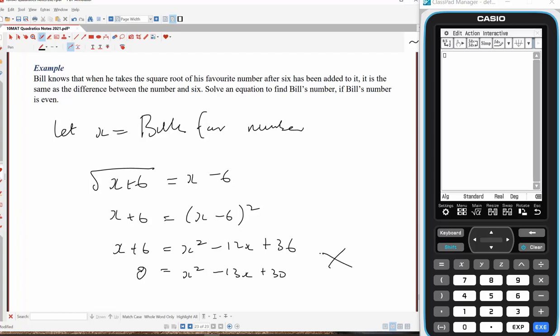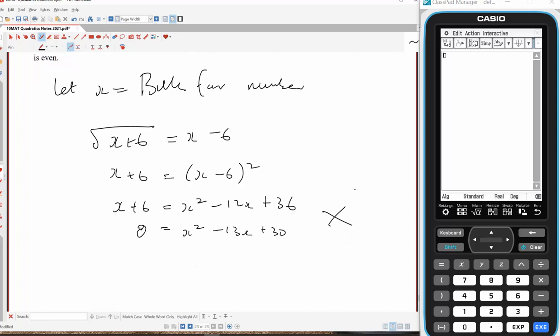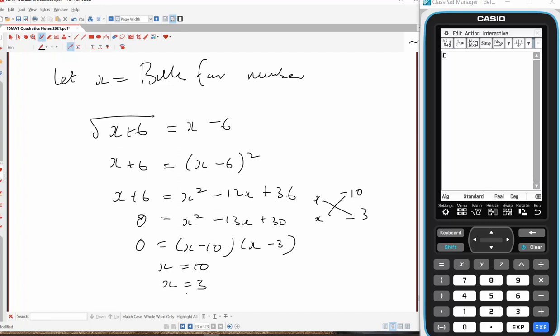Now here's where I stuffed the video previously. I factorized it incorrectly. I used 15 and 2. It's 10 and 3. So both of them are going to be negative. 0 equals x take 10, x take 3, so x equals 10, x equals 3. Alright, so we've got two solutions here for Bill's number, but x equals 10 as x is even. So we're going to reject the 3, and keep 10.